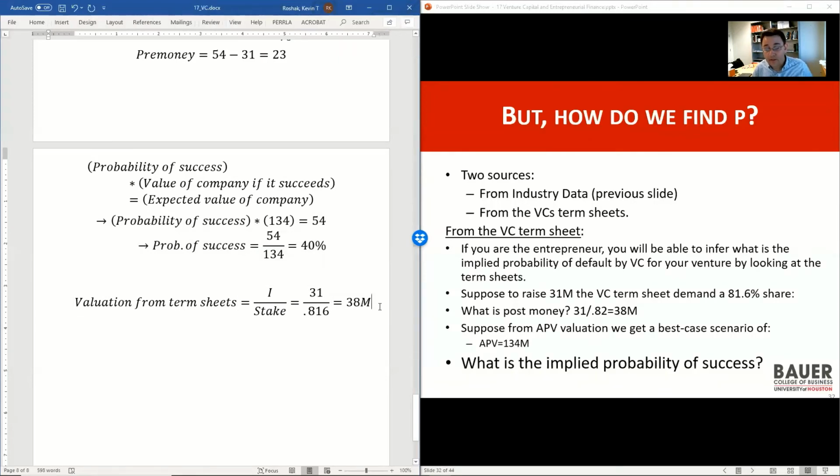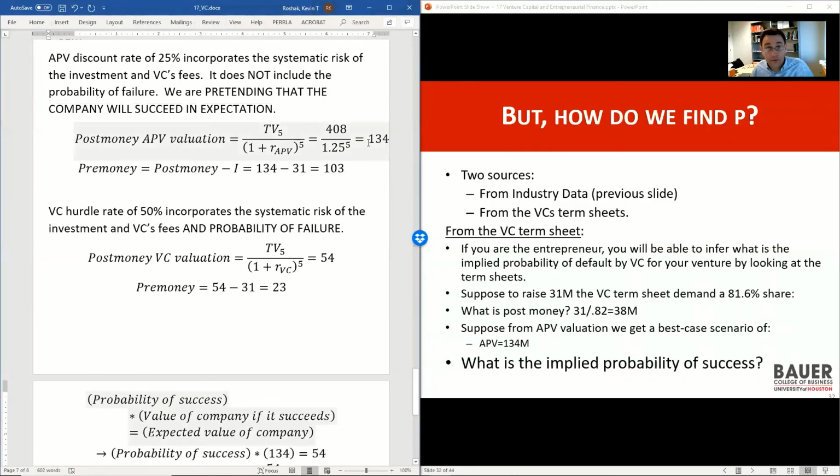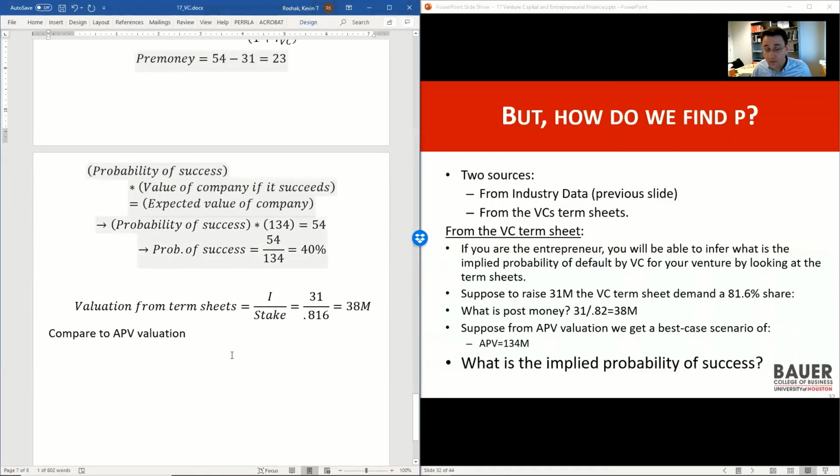We compare this to what you could get using an APV valuation. We did this up here. We got 134. Right? APV valuation, we're just discounting our exits by an APV hurdle rate. That's not including the failure probability, so it's only including systematic risk and fees. That's how we got 25%. The valuation ended up at 134.